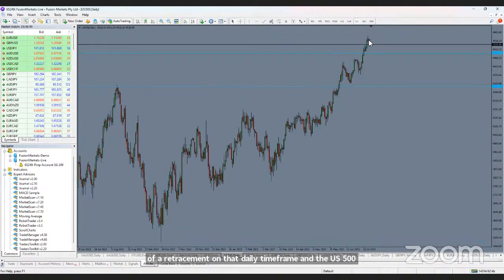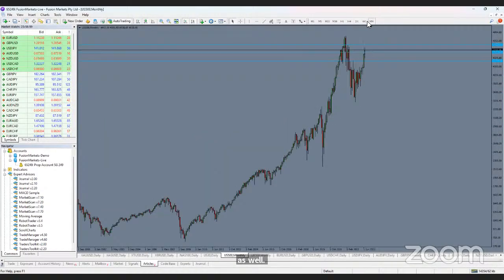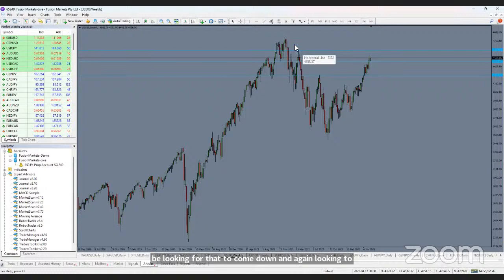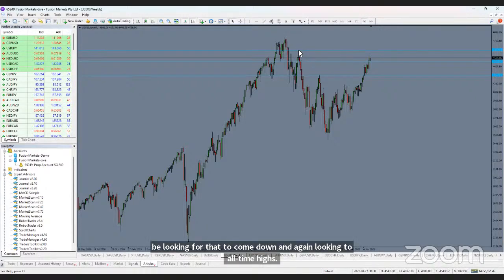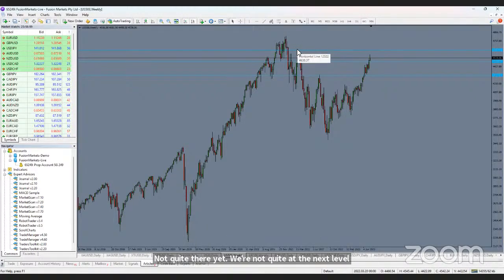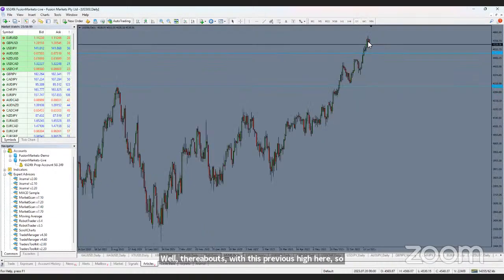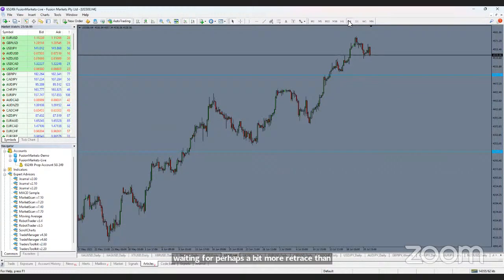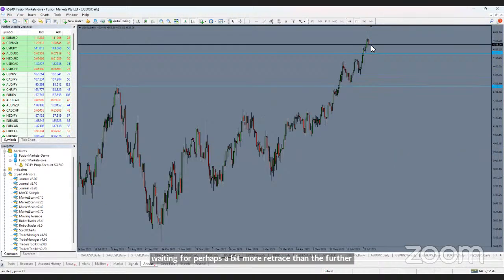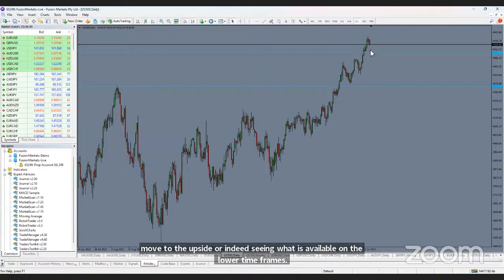The retracement looks like it started already. So I'll be looking for that to come down. And again, looking to all-time highs. We're not quite there yet. We're not quite at the next level of resistance, which is up here around 4638 or thereabouts with this previous high here. So there's plenty of space to run to the upside, just waiting for perhaps a bit more retracement and then a further move to the upside, or indeed seeing what is available on the lower timeframes. It looks to me like it needs to retrace a little bit further before returning to the upside.